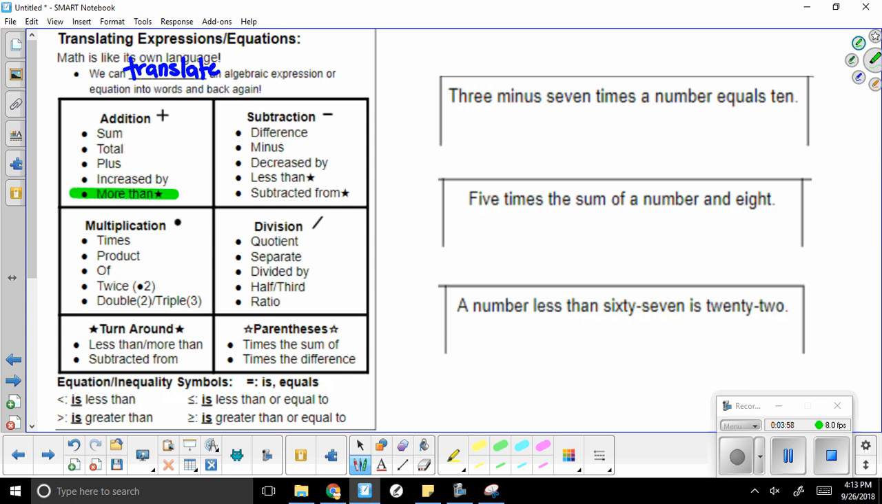That's because more than is a very special kind of phrase. In the subtraction box, we have two more that have stars next to them. You've got less than, and you've got subtracted from. All of these terms that have stars next to them are what we call turnaround phrases. Notice down at the bottom of the chart, we have a whole box that says turnaround phrase. So more than, less than, and subtracted from are very, very special. Anytime you see those, they are called turnaround phrases, and that means that you have to change the order of how you write down that mathematical expression or equation.